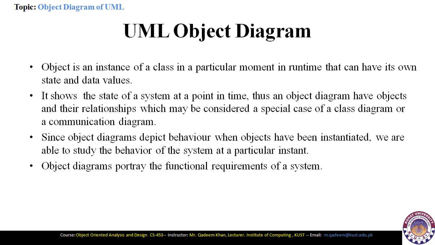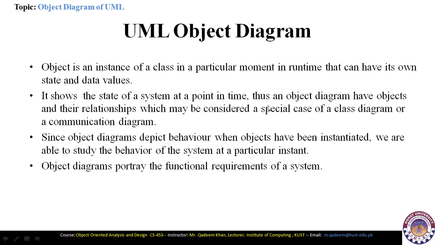So every object has its own state or data values. State means what the state of the object will be at runtime or at a particular unit of time, and what sort of data will be contained in the object. So the object diagram shows the state of the system at a point in time. That means at a particular time, what the state of the objects should be when a particular object is called and has a particular state at that time.